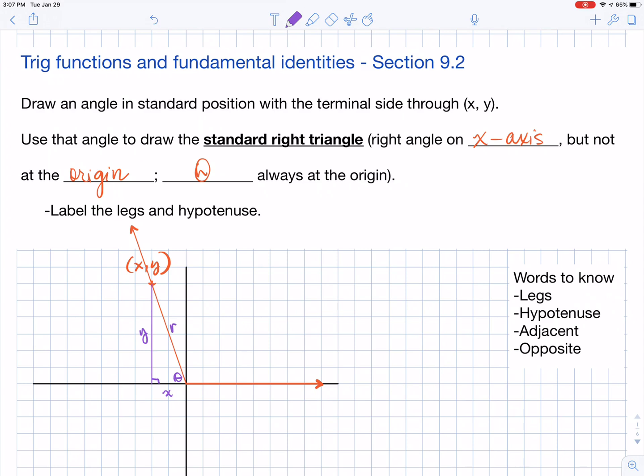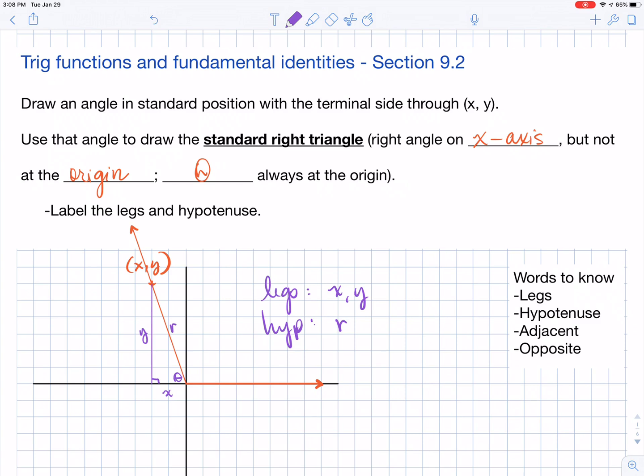Look at the words over on the right, as well as the directions up above. Label the legs and the hypotenuse. In this particular picture, my legs are going to be sides x and y, and my hypotenuse is going to be side r. And then also notice that I've given you two words, the adjacent and the opposite.